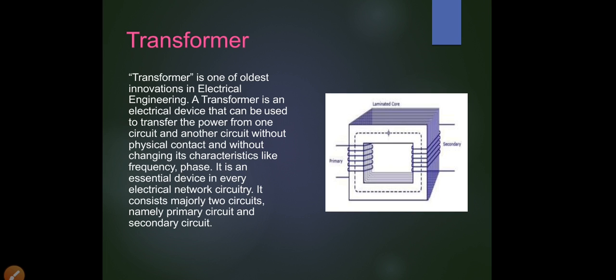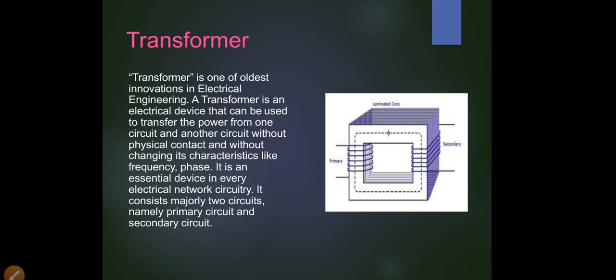Of course, when we come to electronics and communication, we generally take high frequencies, that is RF, megahertz of frequency; the minimum is kilohertz, and then gigahertz, like that. But in electrical engineering we use only 50 hertz of frequency. It should not be changed during the transformation of power from one circuit to the other circuit.